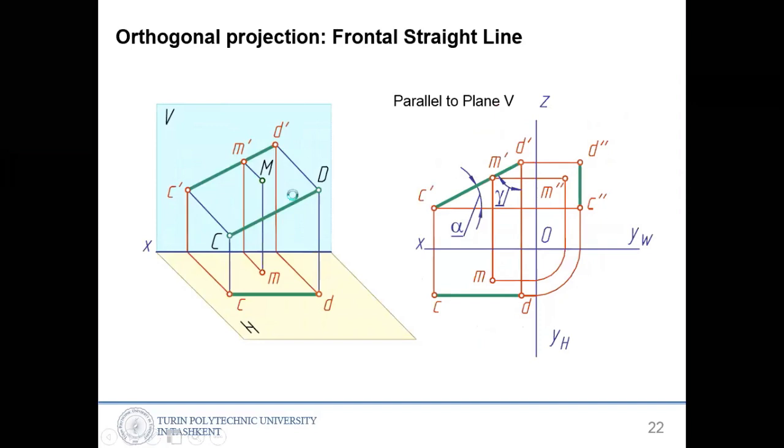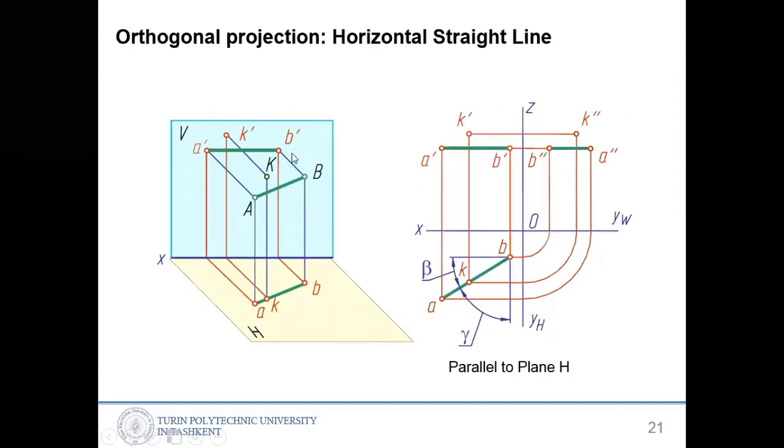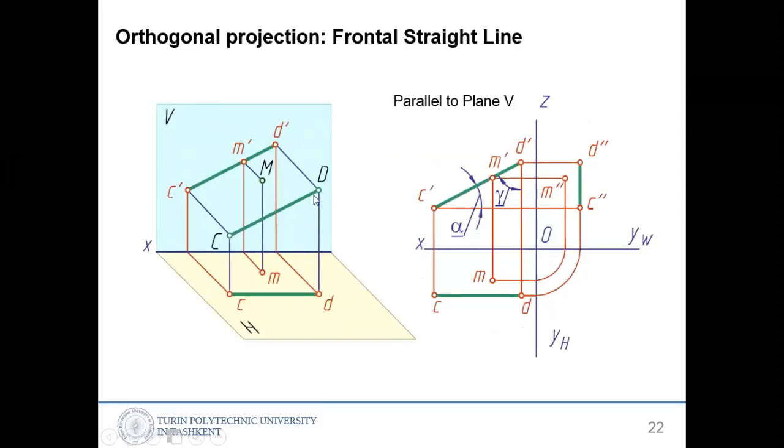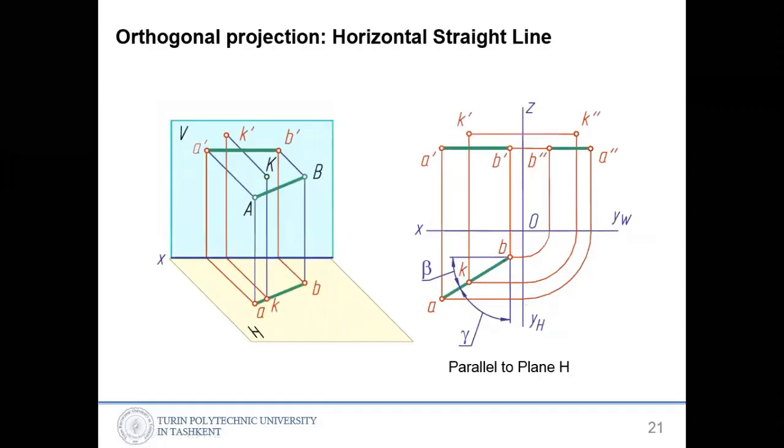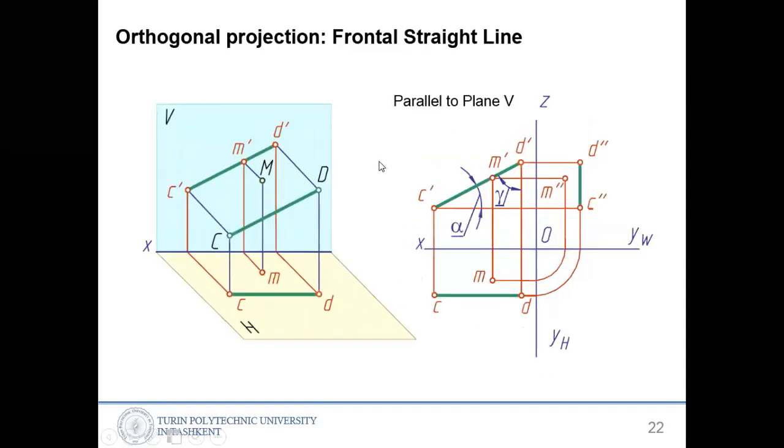Here is another projection. These two lines are parallel to the horizontal plane. A line parallel to the horizontal plane is called a horizontal straight line. If the line is parallel to the vertical, frontal plane, the V plane, we call it a frontal straight line.